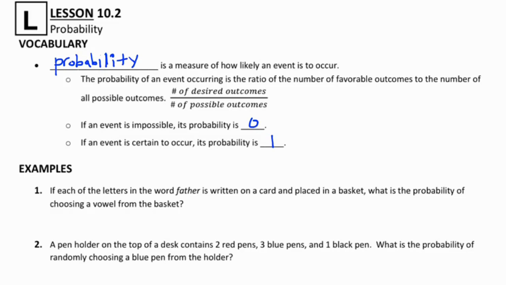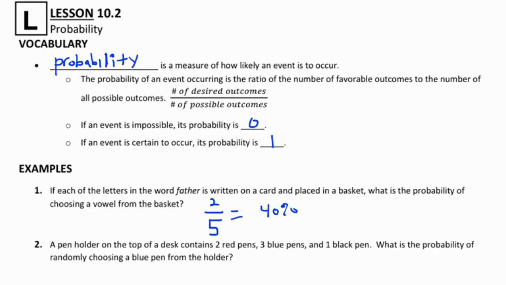So if each of the letters in the word father is written on a card and placed in a basket, what is the probability of choosing a vowel from the basket? So remember, the number of desired outcomes goes on top and the number of possible outcomes go on bottom. So right here, there are 5 letters in the word father. So obviously 5 is going to go on bottom. And then we want vowels. So vowels are A, E, I, O, U. So A and E are the only vowels in father. So 2 over 5 is going to be your probability, which represents a 40% chance of you grabbing a vowel out of there whenever you reach in there and grab it.